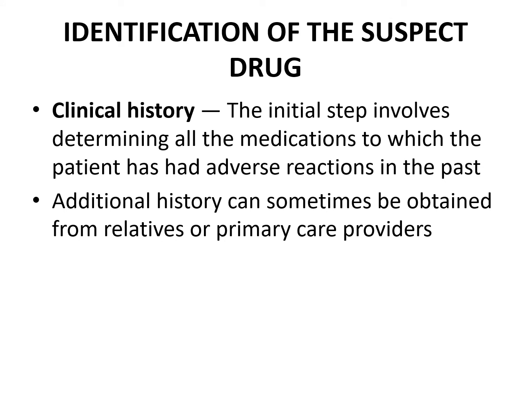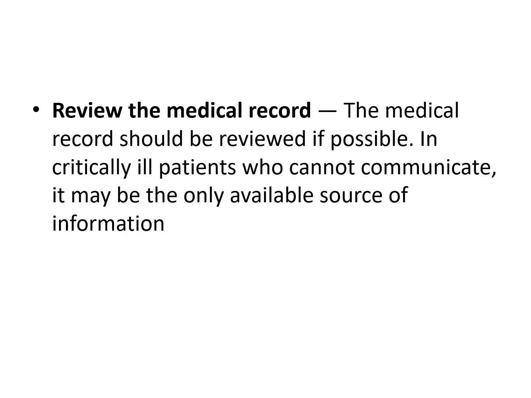First step is to identify the suspected drug. In that, initially we take a detailed history. The initial step involves determining all the medications to which the patient has had adverse reactions in the past. Additional history can sometimes be obtained from relatives or primary care providers. After taking a detailed history, review the medical records. In critically ill patients who cannot communicate, it may be the only available source of information.